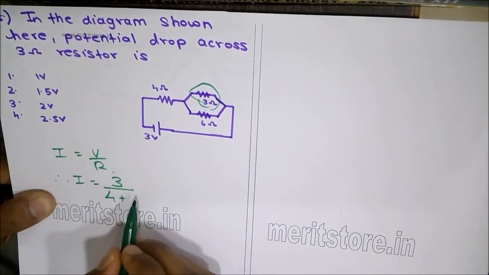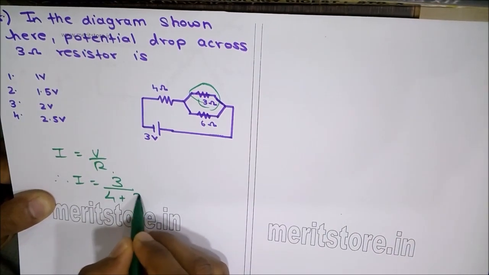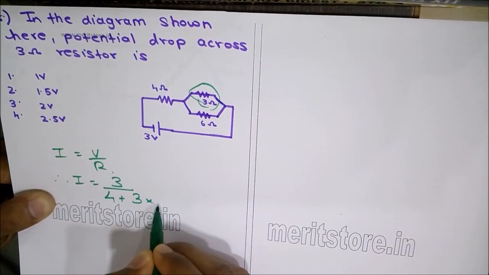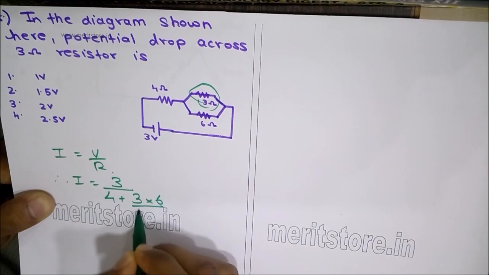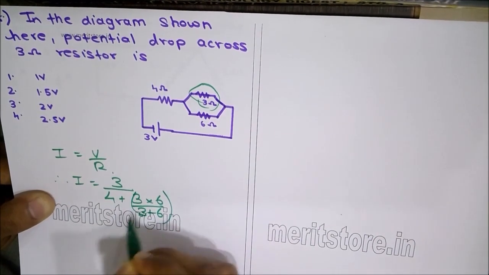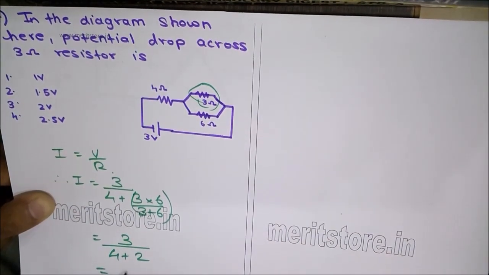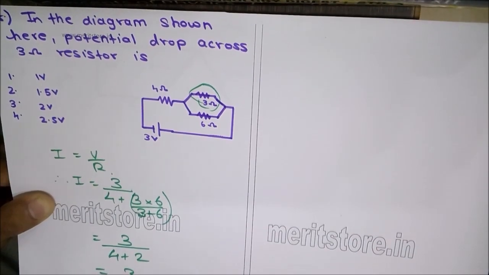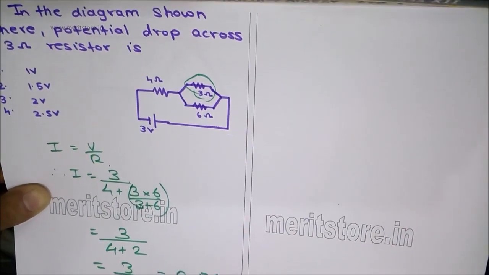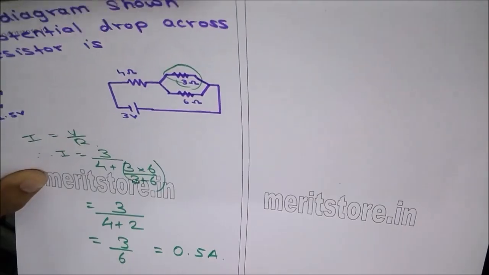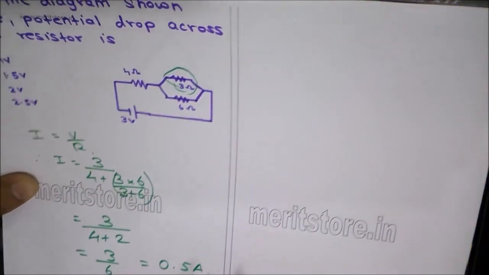that is 4 ohms in series with a parallel combination of 3 ohms and 6 ohms, which is nothing but 3 into 6 upon 3 plus 6. So 3 upon 4 plus 2, 3 upon 6, which is 0.5 amperes. So the current in the circuit is 0.5 amperes.